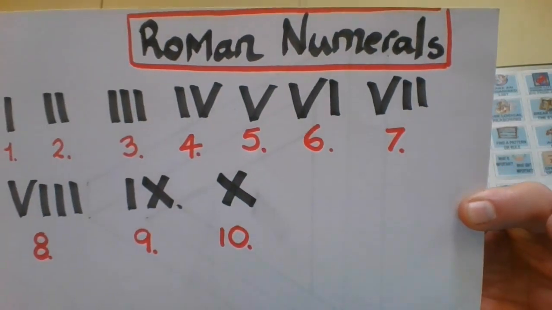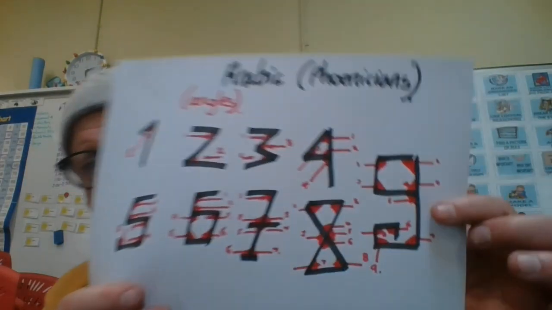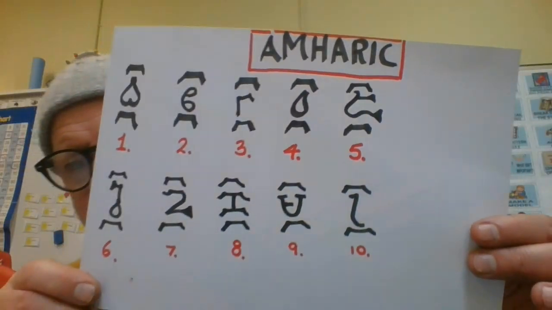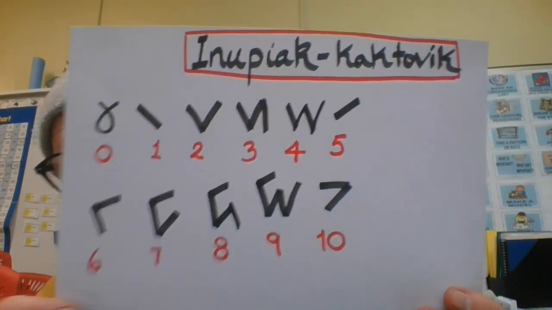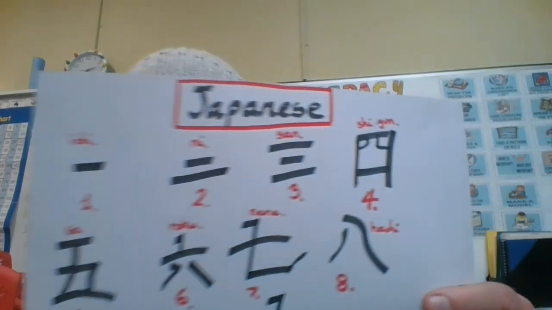Instructions. Watch this video, and if you have any difficulties, just stop and start it, and then you can pick up at a point where you're uncertain. Make sure you look at the different number systems. So I'm holding them up. Roman, Phoenician, Amharic, Inupiaq or Kaktovik, Japanese, and of course, Hindu-Arabic.